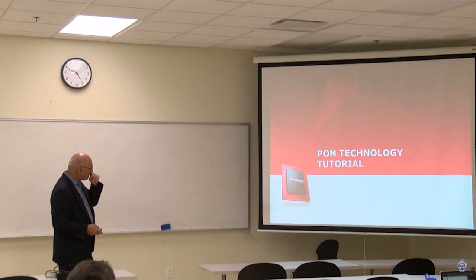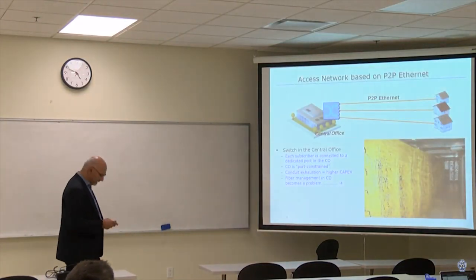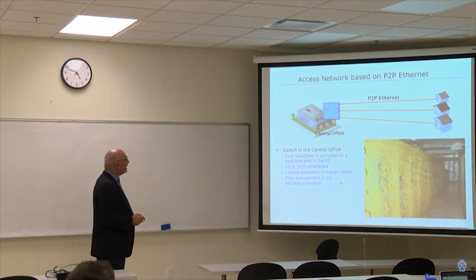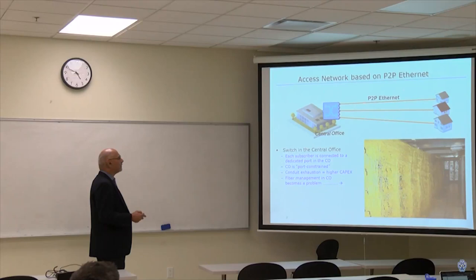Okay, so let's go into a technology tutorial. There are multiple ways to build an access network. So here's a simple one. You have homes with point-to-point Ethernet, and you come to a central office, and you have a big fat switch here. It's point to point, so one to one, and each home is now connected to one port on the CO.